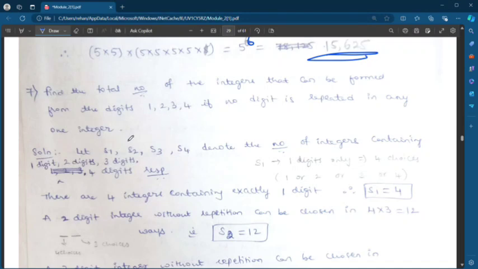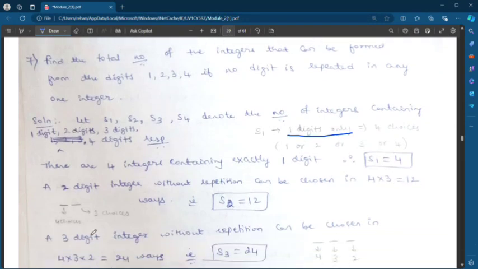Okay, so let S1, S2, S3, S4 denote the number of integers containing 1 digit, 2 digits, 3 digits, and 4 digits respectively. S1 is 1 digit only. Four choices are there, so it can be 1, 2, 3, or 4. There are 4 integers containing exactly 1 digit. So S1 is equal to 4. A 2-digit integer without repetition can be chosen in 4 into 3 ways, that is 12 ways. So therefore S2 is equal to 12.